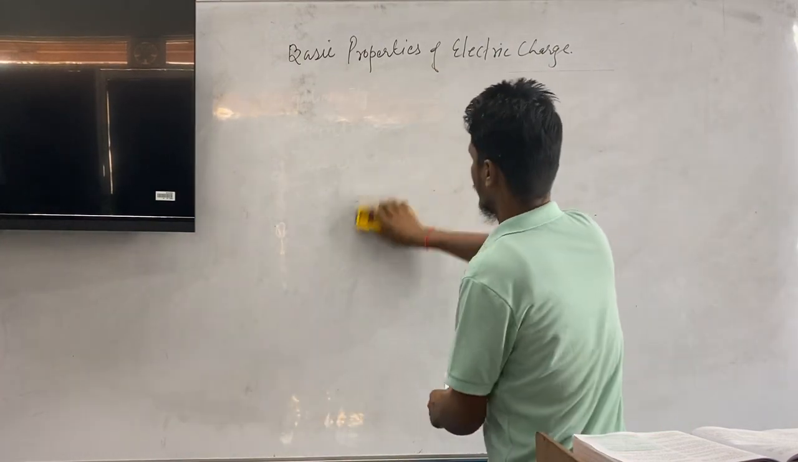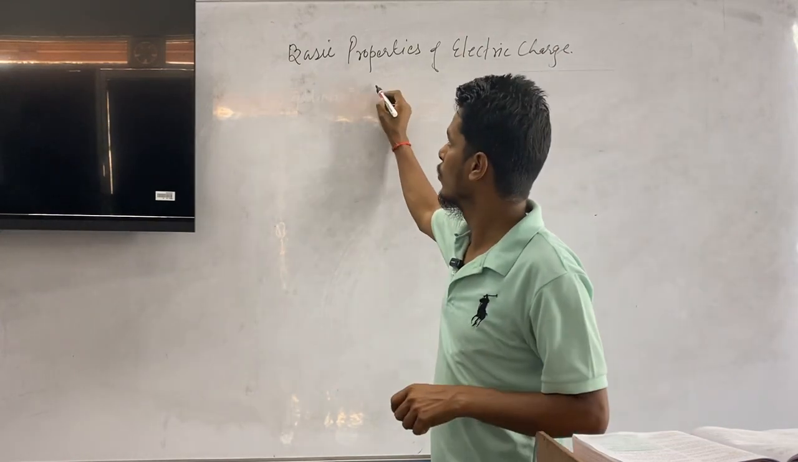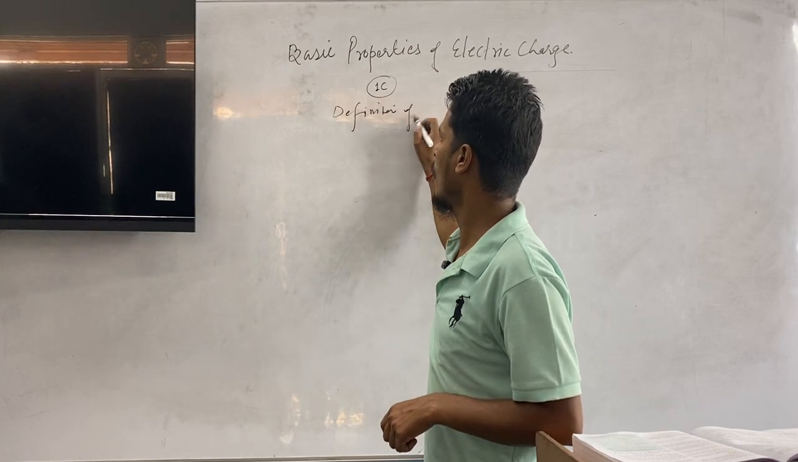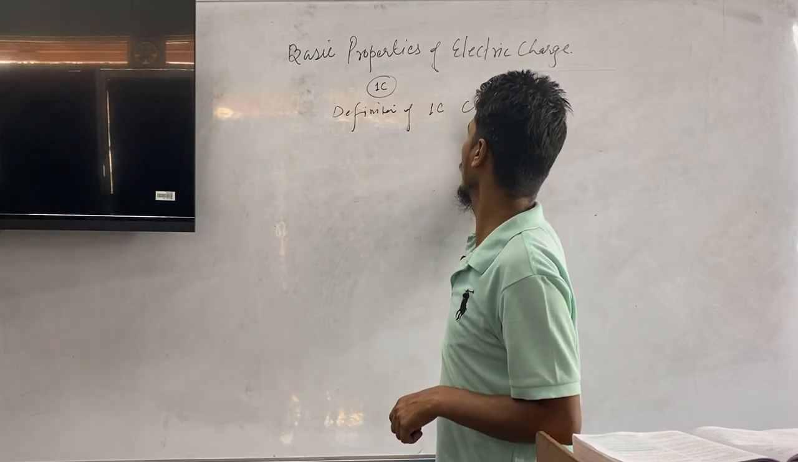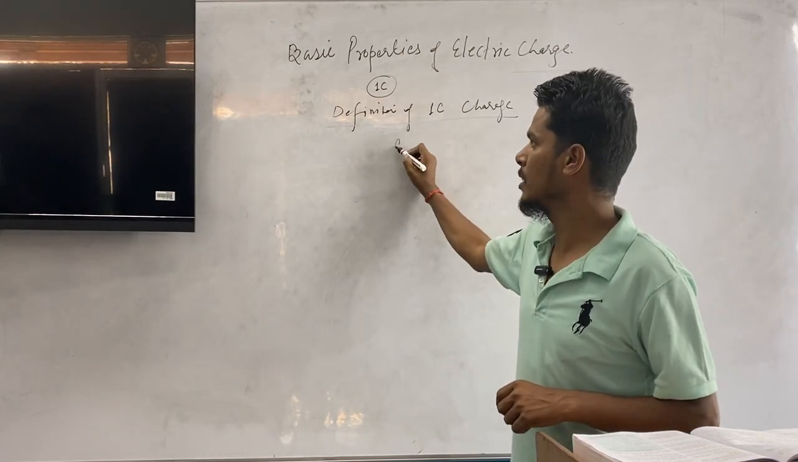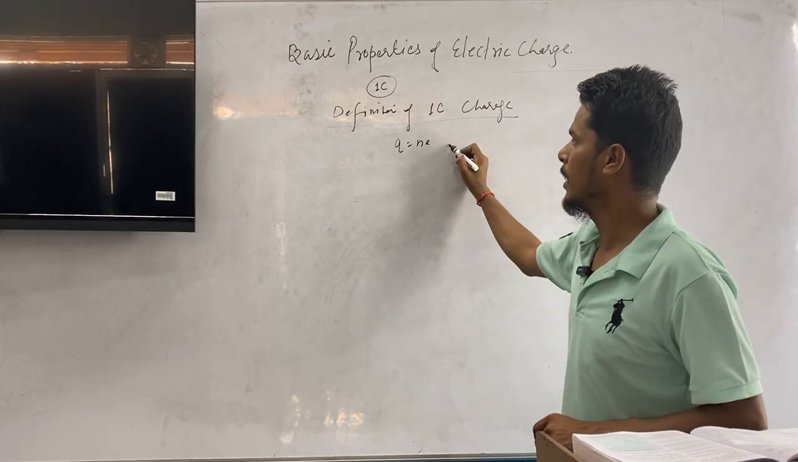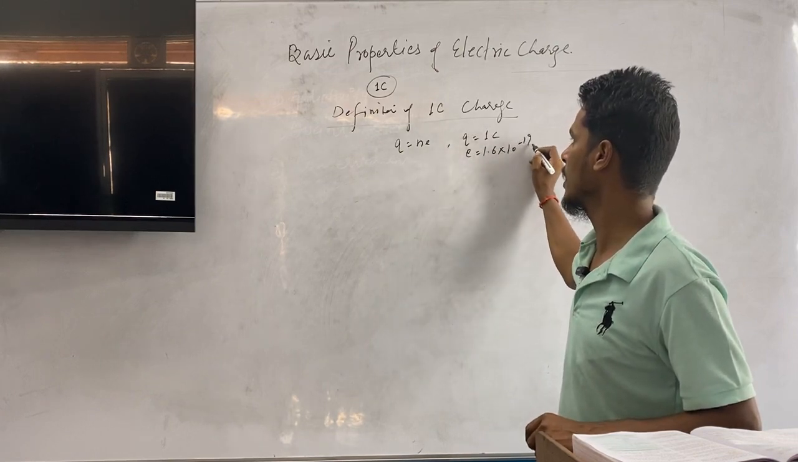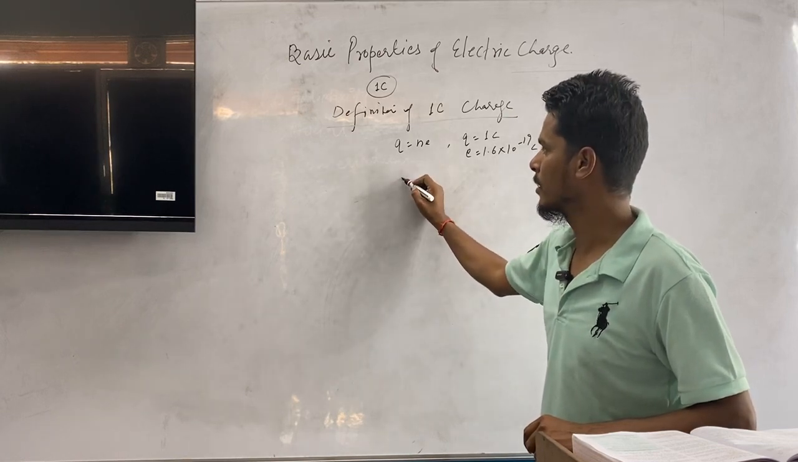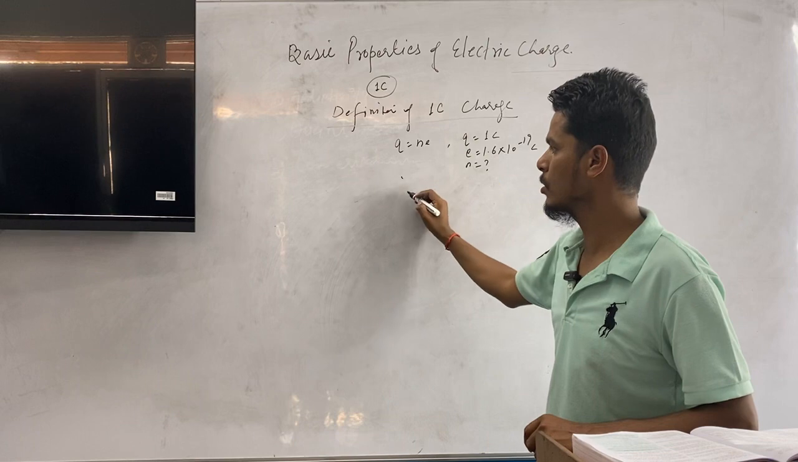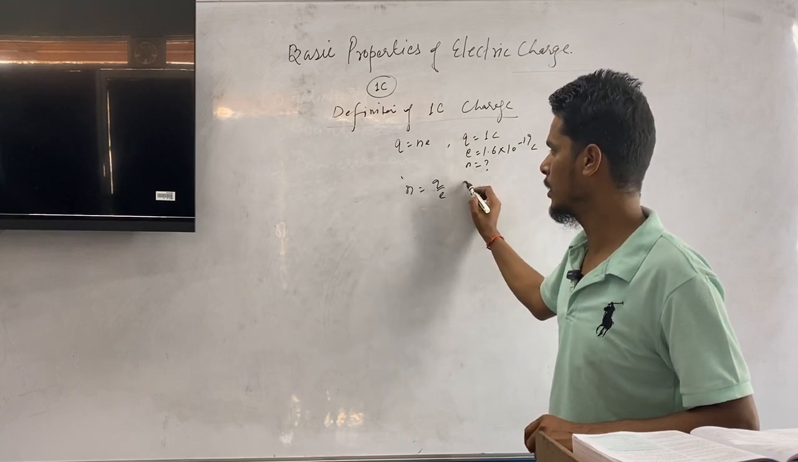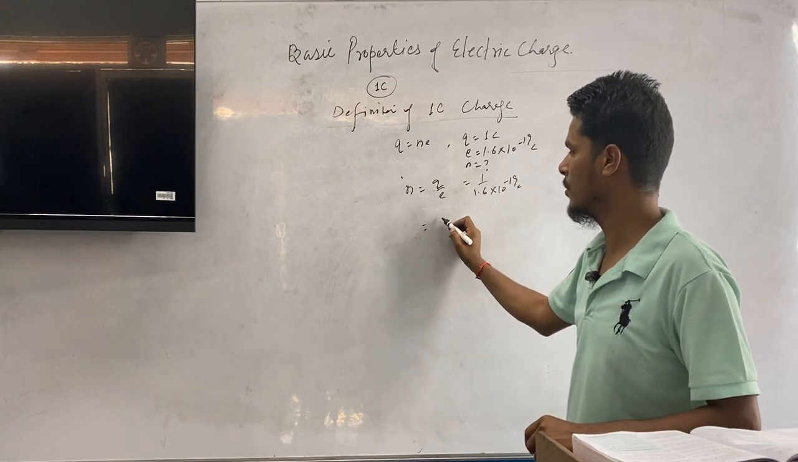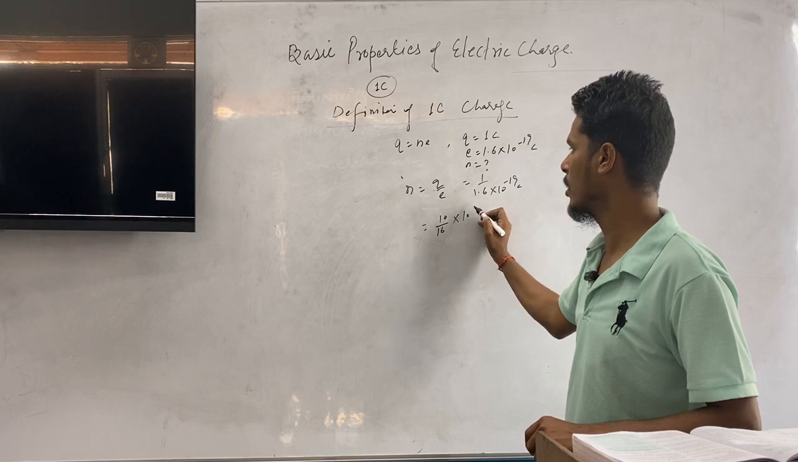Now what we are finding: what is 1 coulomb? Definition of 1 coulomb charge. According to quantization, we have Q is equal to NE. Here we have given Q is equal to 1 coulomb. E we have already given as 1.6 into 10 to the power minus 19 coulomb. So I will find N, the number of electrons. So N is equal to Q upon E, that is 1 upon 1.6 into 10 to the power minus 19 coulomb. If I simplify this equation, this will become 10 upon 16 into 10 to the power minus 19.